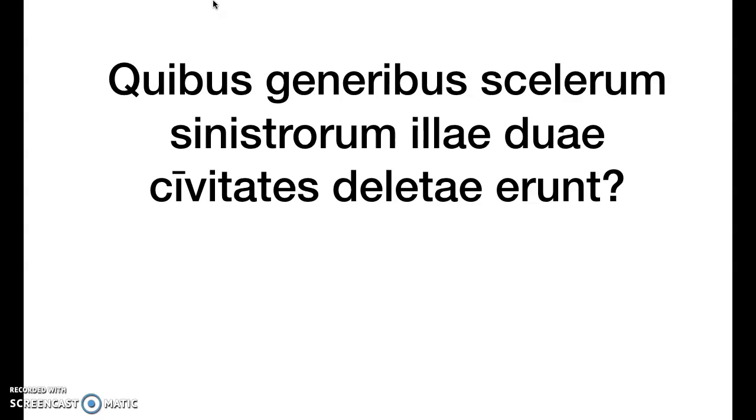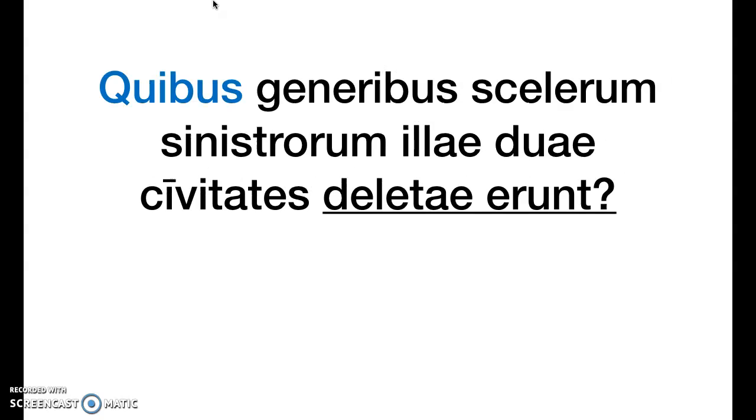Quibus generibus scelerum sinistrorum illi duae civitates deletae erunt. I totally didn't make a typo on that second word and have it in its genitive form. But in case I did, it's actually ending in ibis, just like quibus. Sorry about that, guys. I think the online teaching has exacerbated my typo issue a little bit, but it is something I will remedy when we return to online classes after the break.